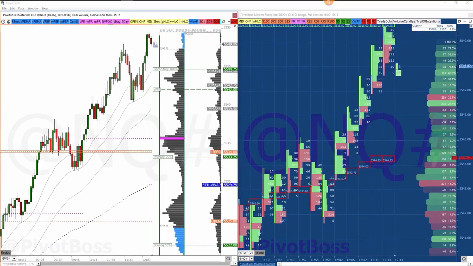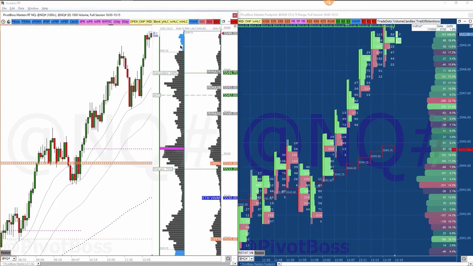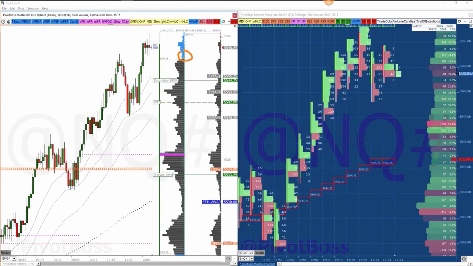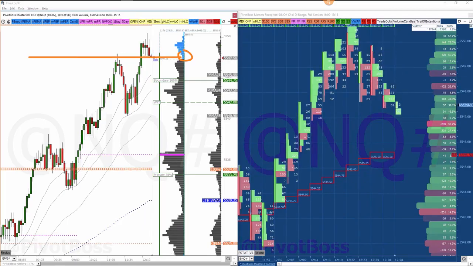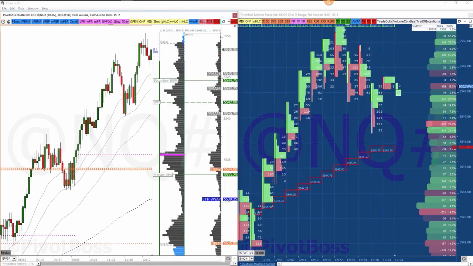Now this thing pushes up and starts to form the next LVN. You see the LVN showing its face right here? Boom, it's starting to come into play right there. Now this is what I mentioned in the room.